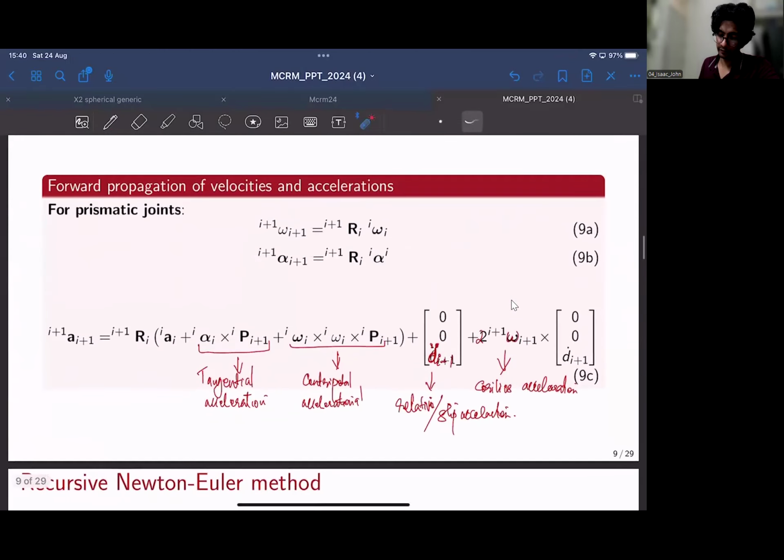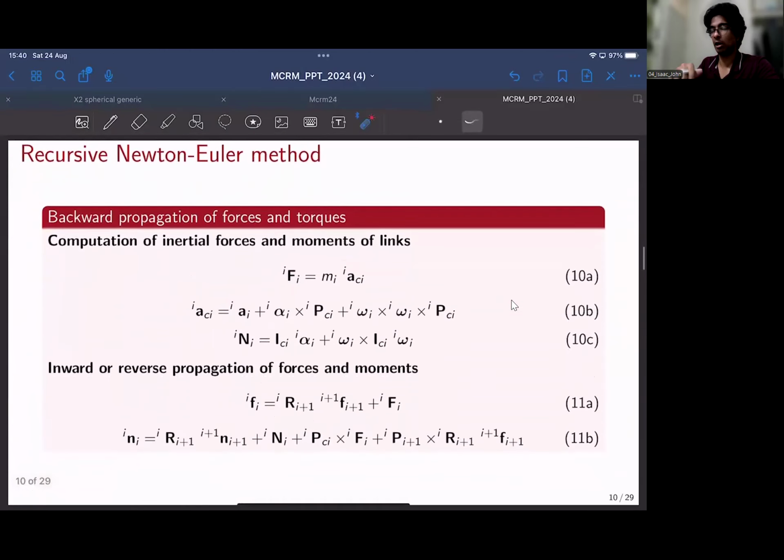Now that we have dealt with the propagation of velocities and accelerations, keep in mind that the propagations of velocities and positions are in a forward direction, from the base or from the ground all the way to the end effector. For the Newton-Euler method, we also need to consider the backward propagation of forces and torques. So we have to come the other way, all the way from the end effector to the ground, using these backward propagation equations.